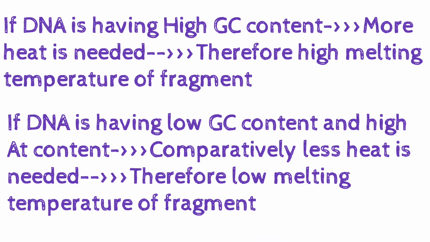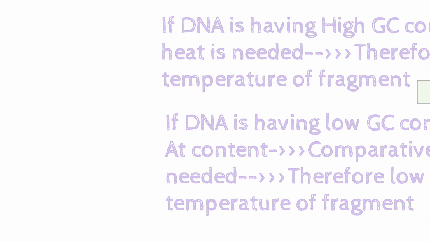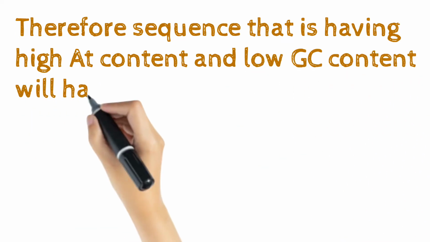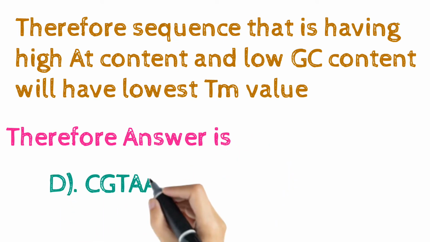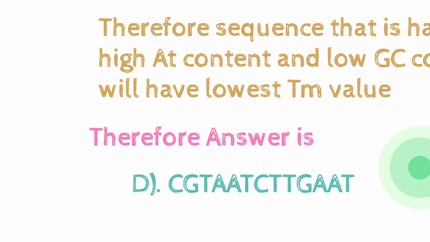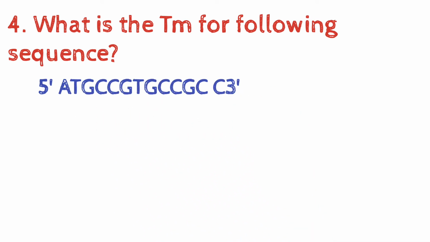So the answer will be D, your option D, because you were asked to find the sequence which has the lowest Tm value. If a sequence contains a high amount of AT, that sequence will have the lowest Tm value. So your answer is D. Look at the options, all other sequences have a high amount of GC. So let's see the fourth question.